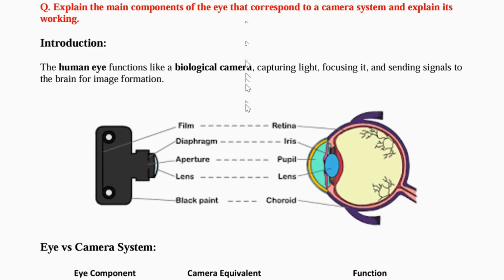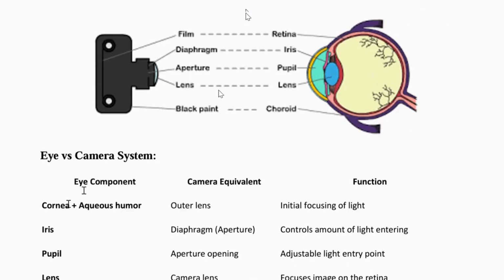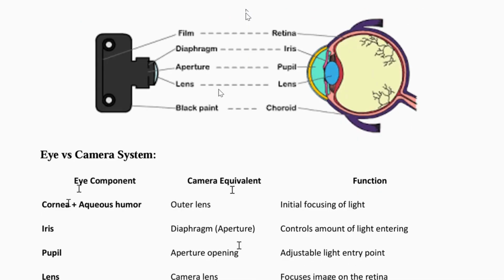What are the main components of the eye that correspond to the camera system and explain its working? You have to compare the camera with an eye. Okay, see, first comparison is this is eye component, this is camera, and what is the function? Cornea and aqueous humor, that is the outer part of our eye, and here this is the outer lens of the camera. This helps in the initial focusing of the light.